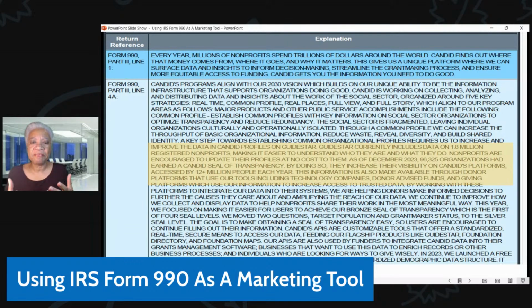And they're also indicating too, the social sector is fragmented, and that leaves individual organizations culturally and operationally isolated. Through a common profile, we can increase the throughput of basic organizational information. We can reduce waste, reveal diversity, and build shared identity. A key step towards establishing a common organizational profile requires us to increase and improve the data in Candid profiles on GuideStar. So for those of you who are not familiar, GuideStar takes your Form 990, right? They create a profile based on the information that you submit in that Form 990, whether you ask them to or not. It's just a standard procedure.